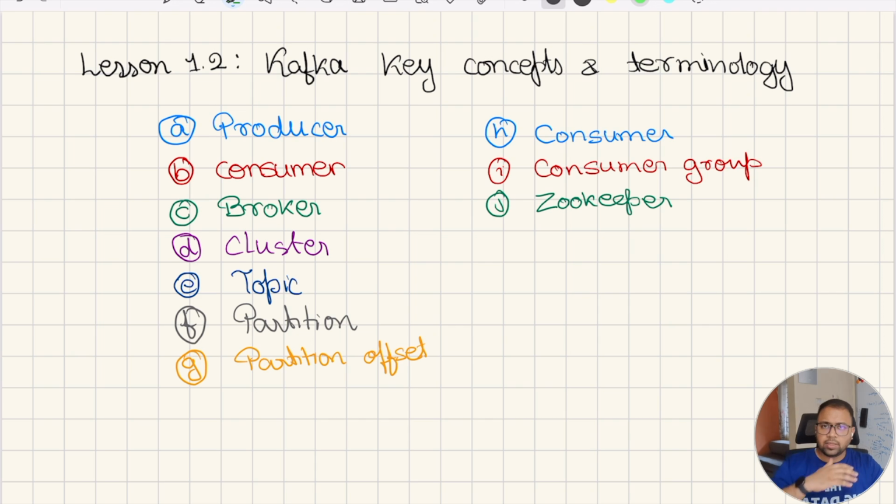In lesson 1.2, we will understand different key concepts like producer, consumer, broker, clusters, partitions, partition offsets, zookeeper, and consumer group. I have planned 5 modules. I am only talking about module one for now. Let's hope we keep learning and keep exploring many good things.